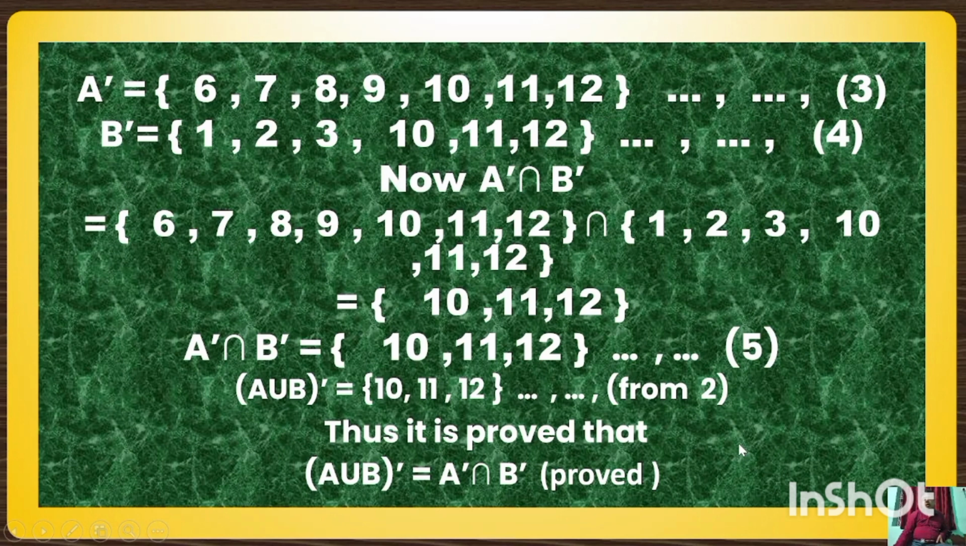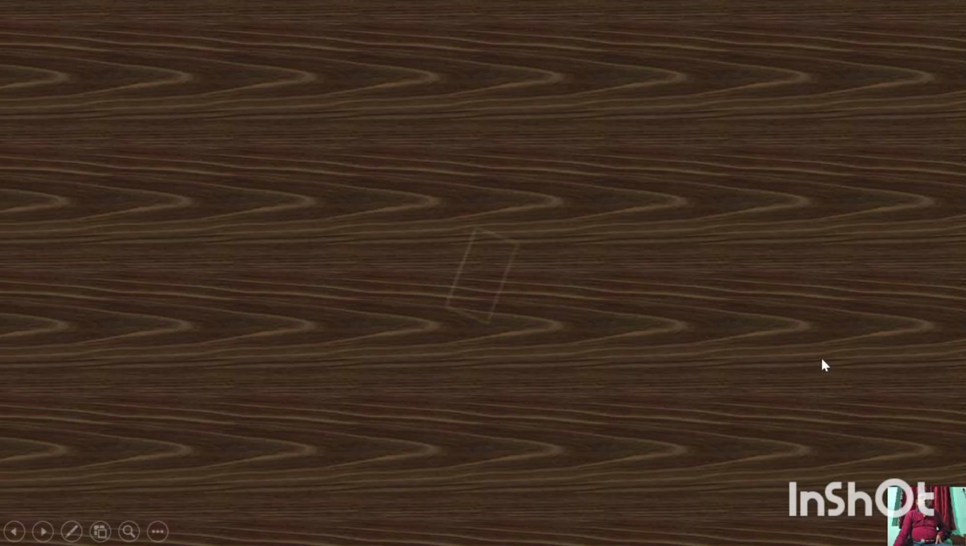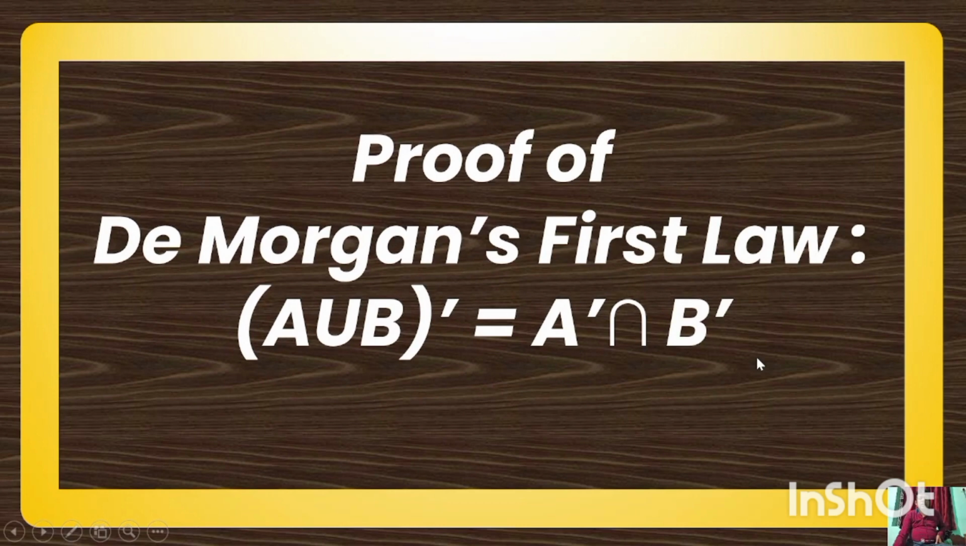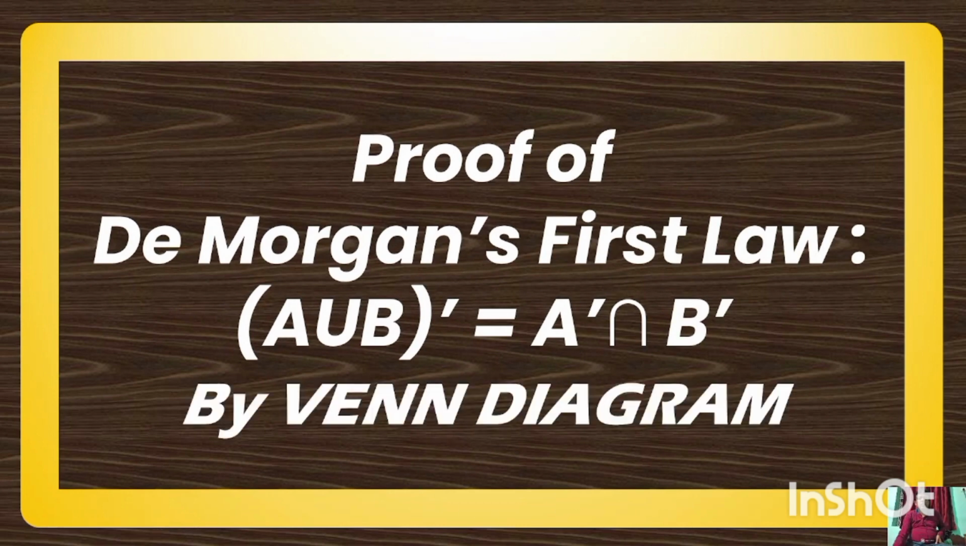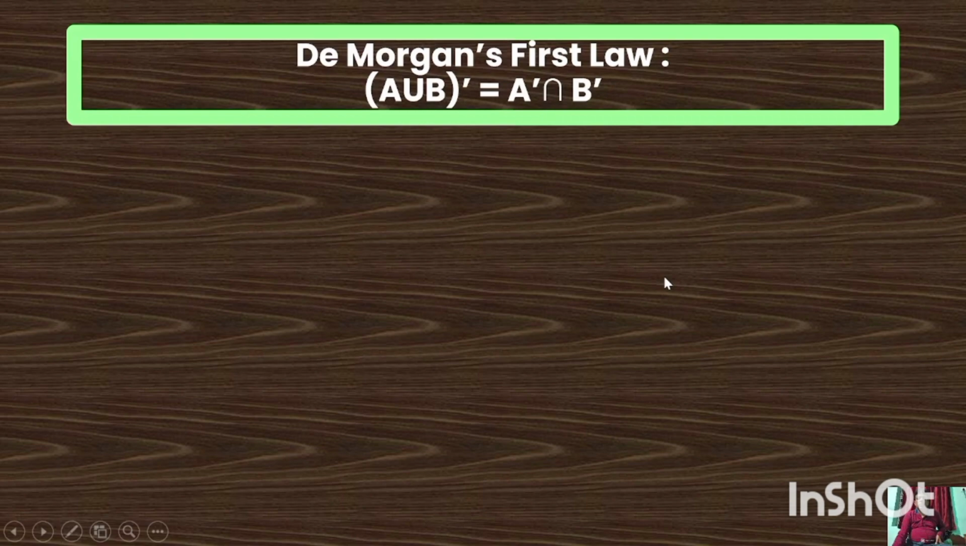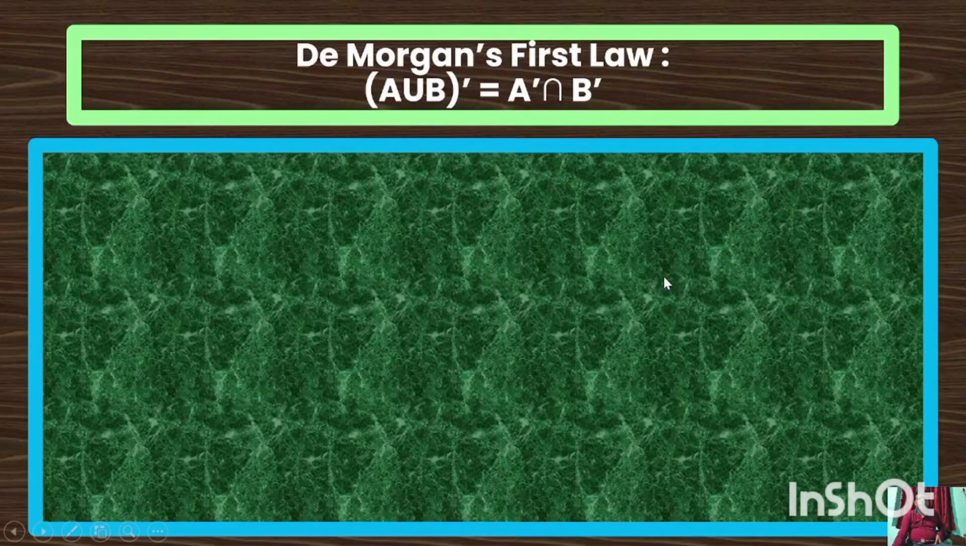And it is clearly understood. We can prove De Morgan's law using the property method, also by the example, and also you can prove it by the Venn diagram. De Morgan's first law can also be proved using the Venn diagram. All the cases are essential to verify the statement of De Morgan's first law. Here you see.